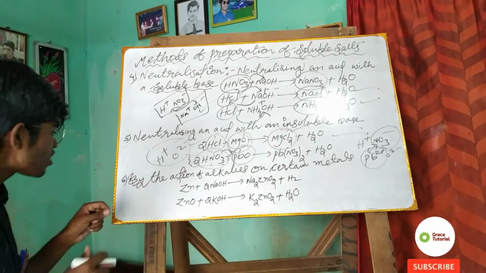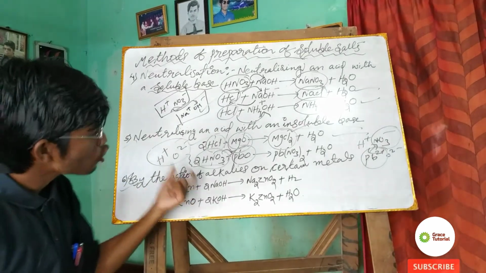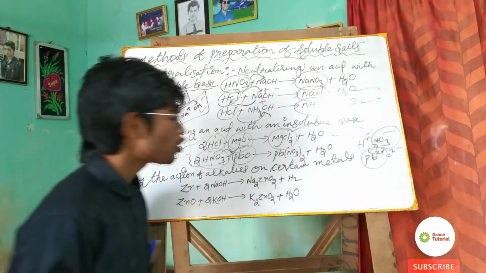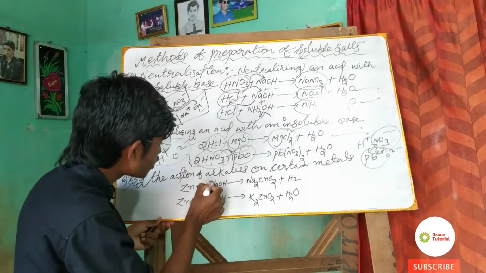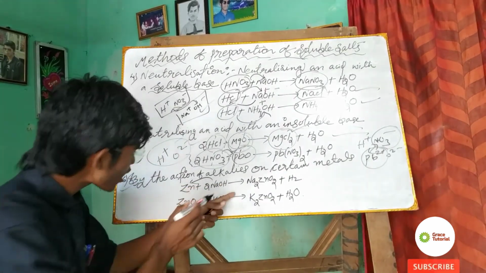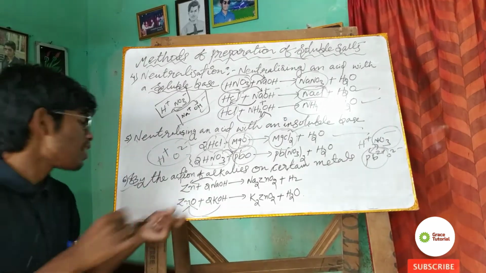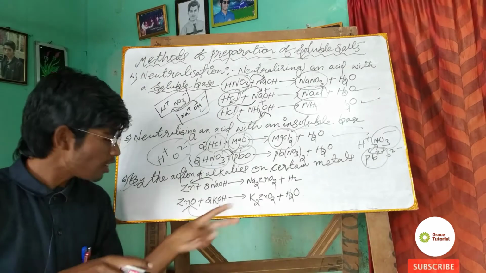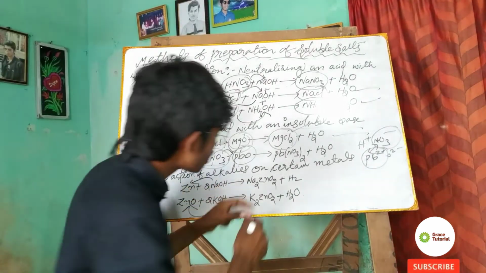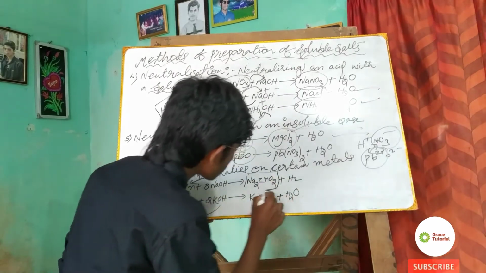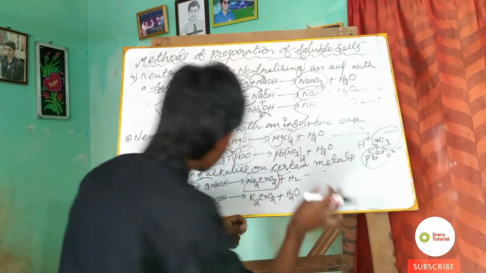And now we have the last method of the preparation of soluble salt, that is by the action of alkalis on certain metals or metal oxides. That means the reaction of alkali with metals, or the reaction of alkali with metal oxides. What happens when an alkali reacts with a metal? It forms Na2ZnO2, and this is also basically a salt. It is formed with the liberation of hydrogen.